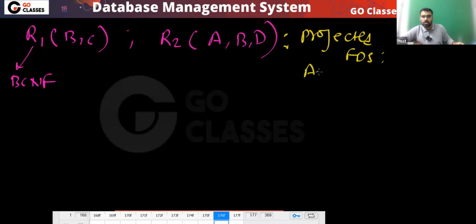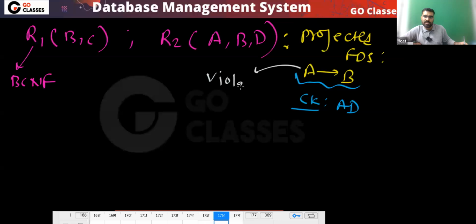Those are A determining B. This is the projected FD, right? A can determine B. So what is the candidate key? The candidate key is AD. So this is a violation. Again, you can notice this is a violation because A is not a super key in R2.